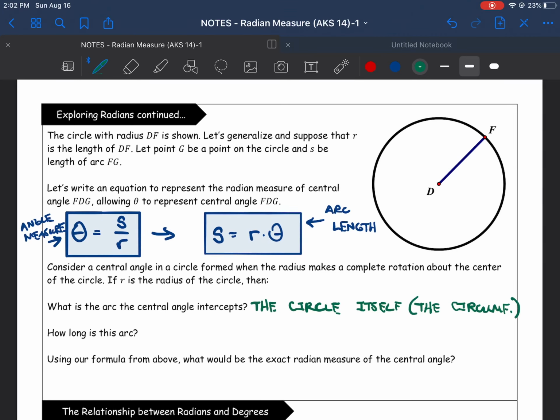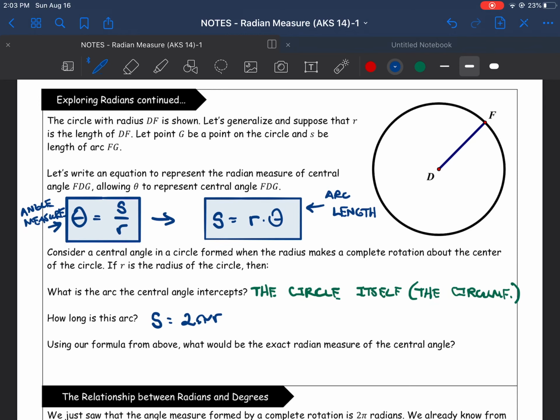Well, how long would that arc be? Well, we know from geometry that the circumference is 2 pi r. So S, the arc length, would be 2 pi r. So using our formula from above, what would be the exact radian measure of the central angle?